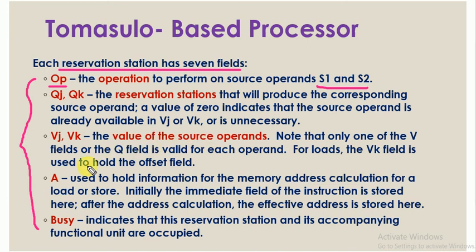Only one of the V field or the Q field is valid for each operand. So these are the reservation station values, and these are the source operand values. For loads, the VK field is used to hold the offset field. Another component is A, which is used to hold information for the memory address calculation for a load or store. Then we have Busy, which indicates that this reservation station and its functional unit are already occupied. We use this component just for that indication.